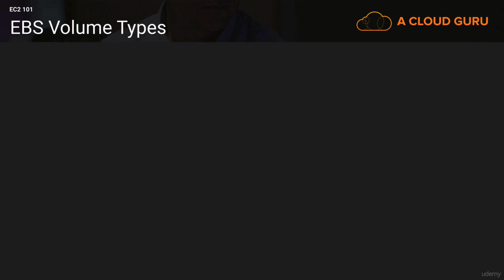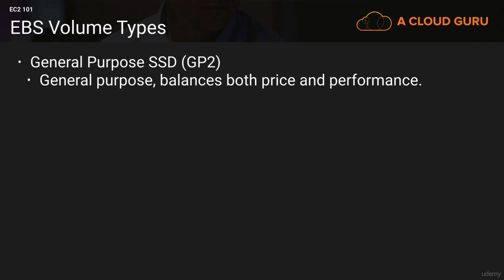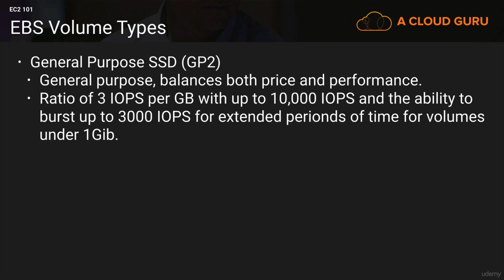So there are different EBS volume types, and currently there are 4, and some argue even 5 different types. So we have general purpose SSD, GP2. These are what we'll be using throughout the rest of this course. So they're general purpose, they balance both price and performance. They are SSD, so you get really good performance from them. You get 3 IOPS per gig.